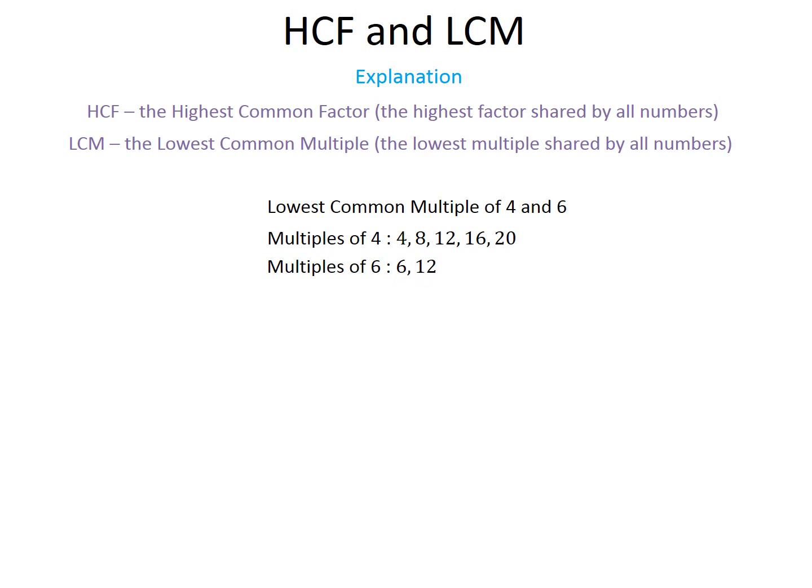That's because I went 6, 12, and I realized then, oh, 12 is on the other list. I'm just looking for the first number that's on both lists, and so I don't need to list more than 12. I can keep going if I want to, but there's no point because I've already found it. 12 is the first one, the lowest one that is shared on both lists. And so I can say the lowest common multiple of 4 and 6 is 12.